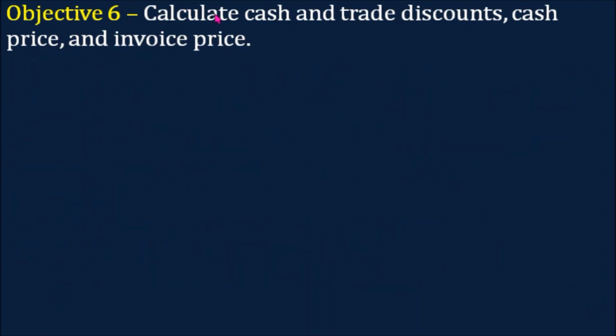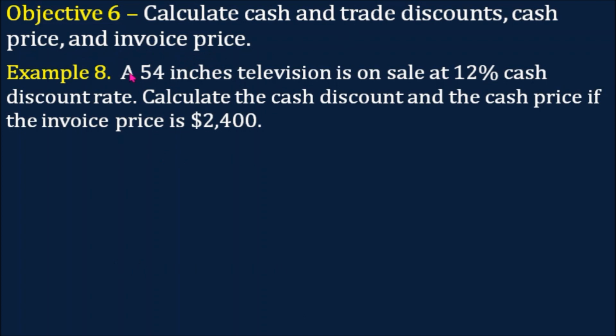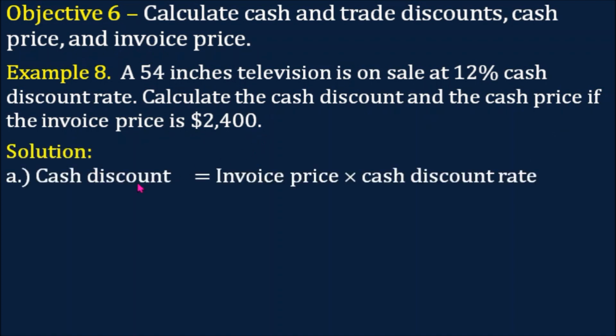Objective number 6. Calculate cash and trade discounts, cost price, and invoice price. Example number 8. A 54 inches television is on sale at 12% cash discount rate. Calculate the cash discount and the cash price if the invoice price is $2,400. So, to compute the cash discount, this is our formula.